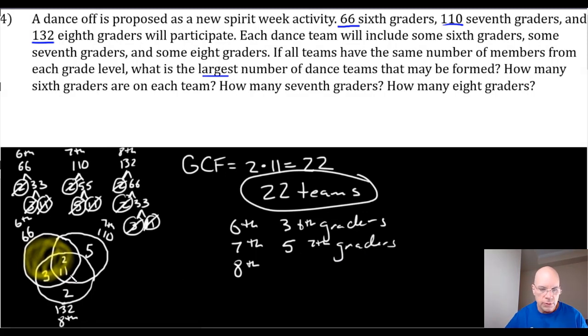And the 22 teams, now focus on the whole bottom circle. Now we're talking about the 8th graders. How many 22s equal 132? Well, outside of that 22 is a 3 and a 2, so 6. 6 22s, so 6 8th graders.